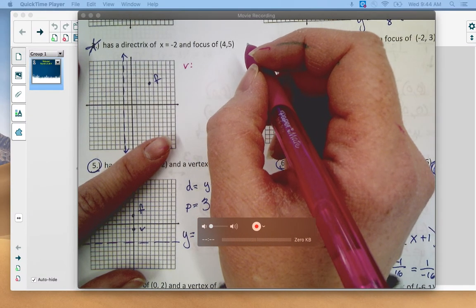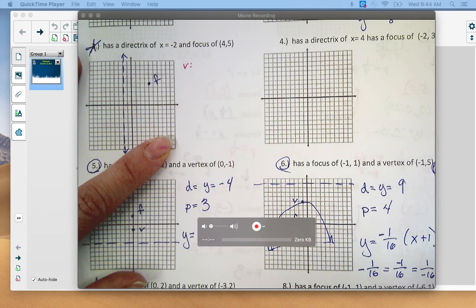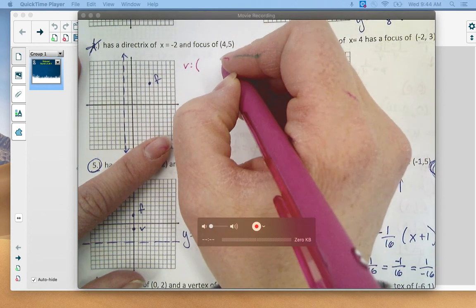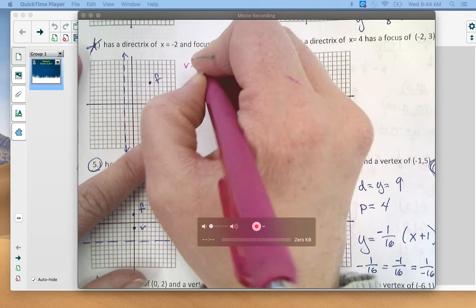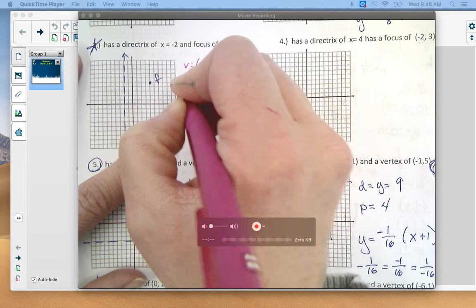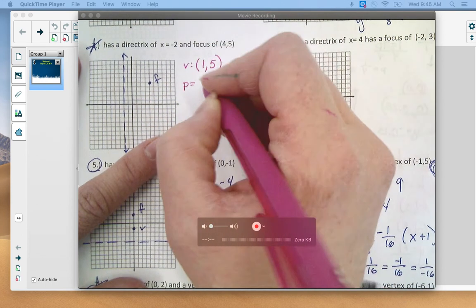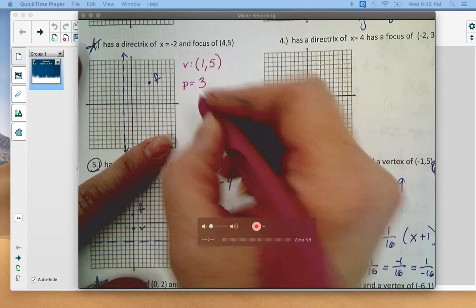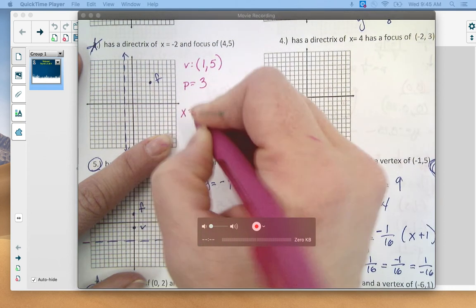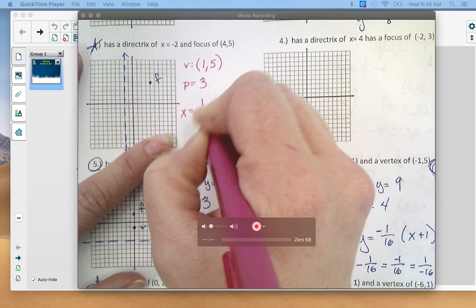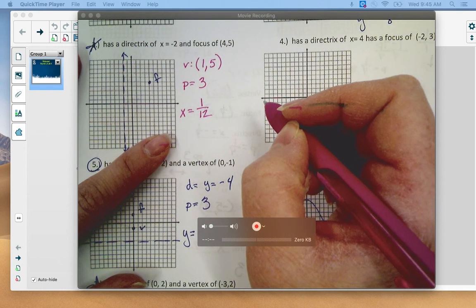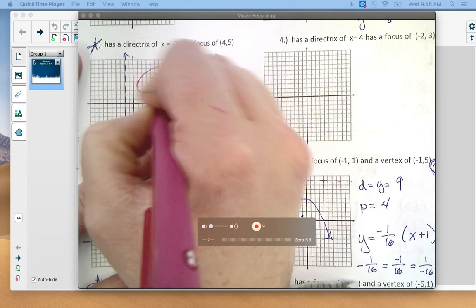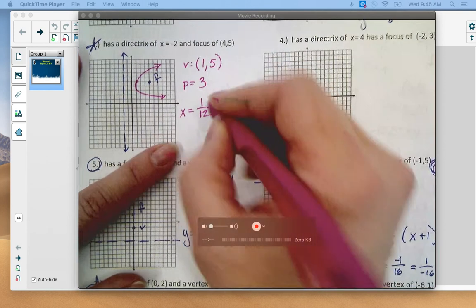What was your vertex? Say it loud, say it proud. Okay, vertex is 1, 5. What is your focal length, your p-value? P is going to be equal to? Do you agree with 3? All right, so now I have x is equal to, and it's going to be 1/12. Should that be positive or negative? If it's 1, 5, it's opening to the right, so it should be positive.